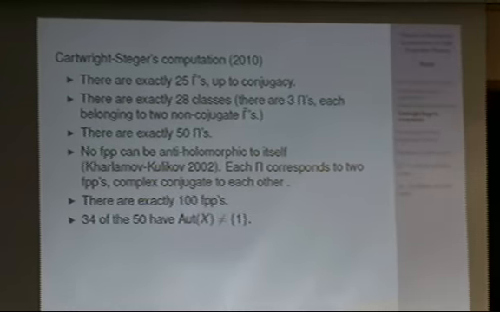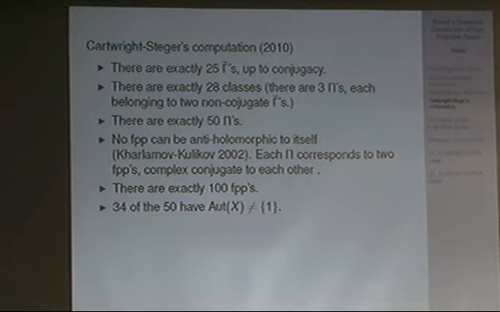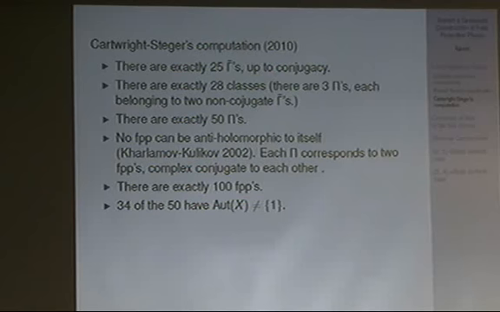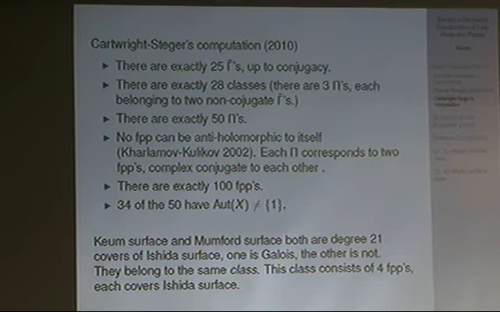And about 34 of 50 have non-trivial automorphism group. So this is enough reason to study the possible quotients of fake projective planes. Here, as I said, my surface, Keum surface, and Mumford surface both are degree 21 covers of the Ishida surface. One is Galois, the other is not. And they belong to the same class. And this class consists of 4 possible fundamental groups. So more precisely, this class consists of 8 fake projective planes.